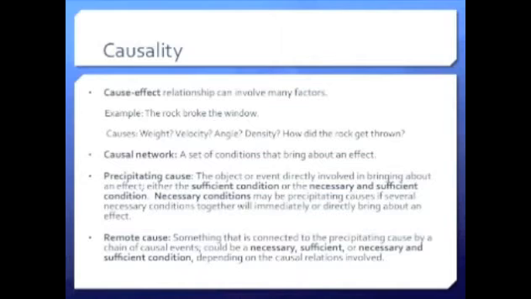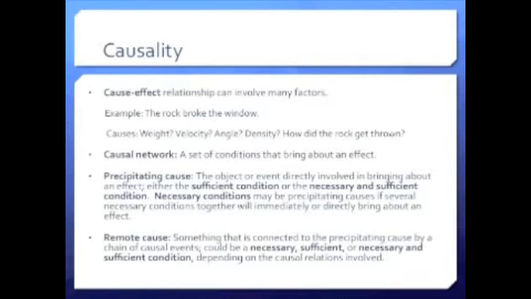However, before we get to those concepts, I want to discuss remote causes. Although in most cases we are interested in precipitating causes, sometimes we are interested in remote causes. A remote cause is something that is connected to the precipitating cause by a chain of causal events. The best way to understand a remote cause is by considering it to be an object or event that eventually led to the precipitating cause bringing about some effect.